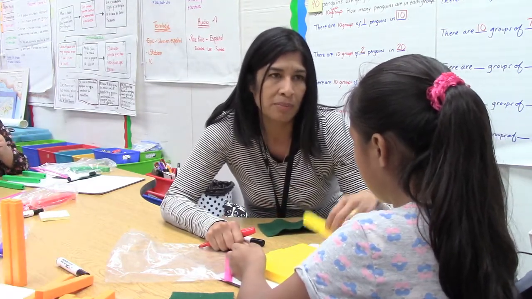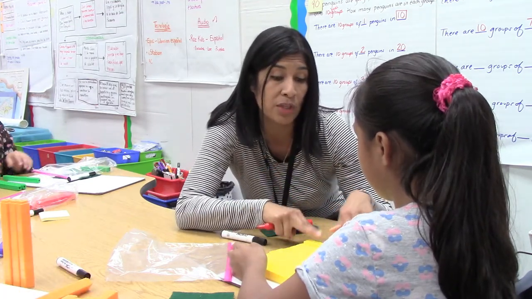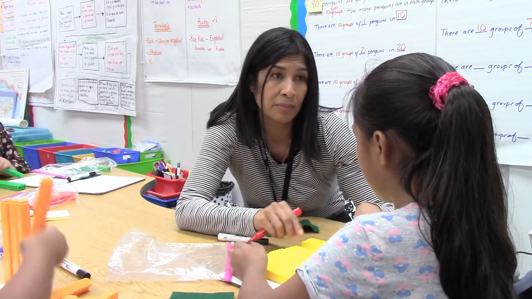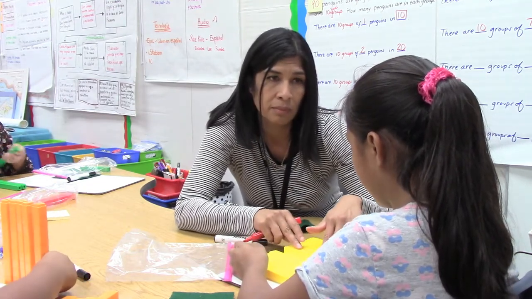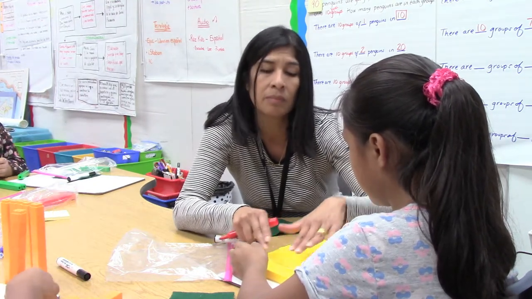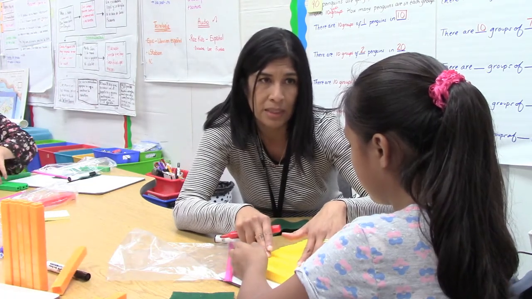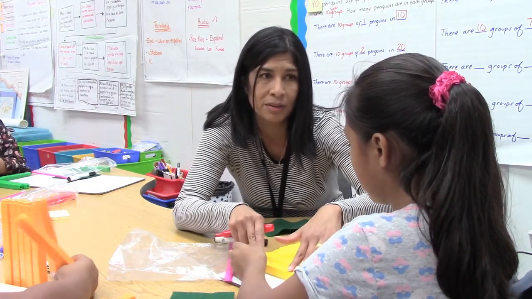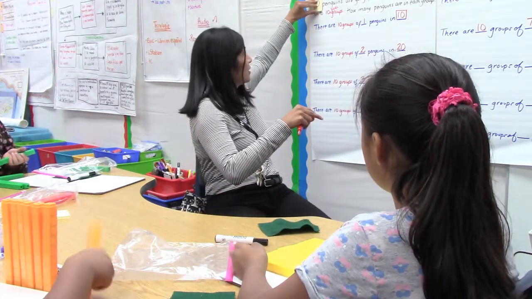Can we count them? This is one group of how many? 10. So you have 10 groups of 10, 20, 80, 90, 100. And how many penguins did we say it was?